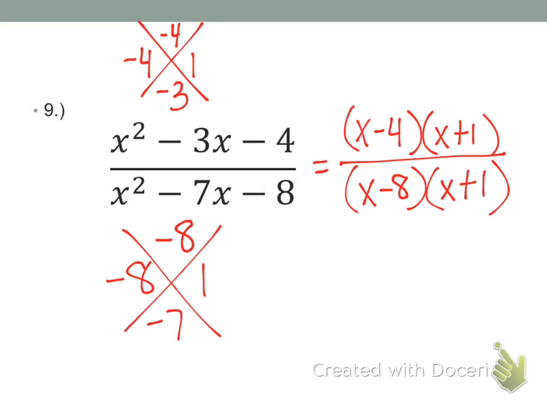Good. Now I'm going to write mine a little bit different just to show you that it doesn't really matter. I'm going to put x plus 1, x minus 8. What can I still cancel out even if I wrote it this way? The x plus 1's can still cancel out. Even though they're not right on top of each other, we have the same set of parentheses top and bottom, so we can still cancel them out. So what are we left with?